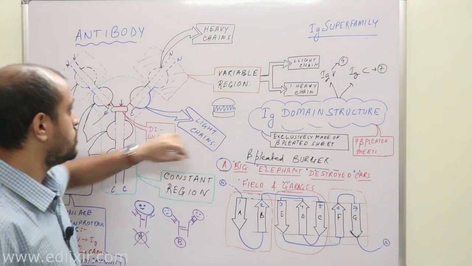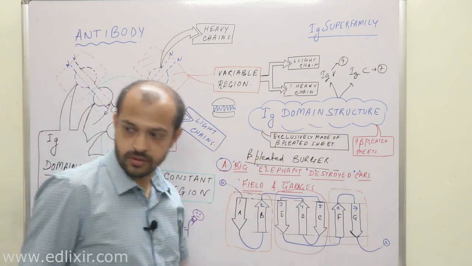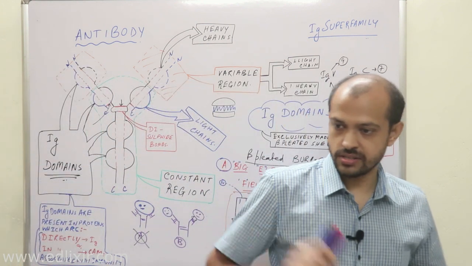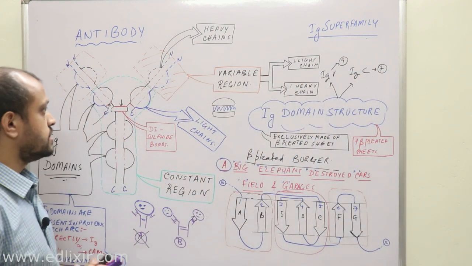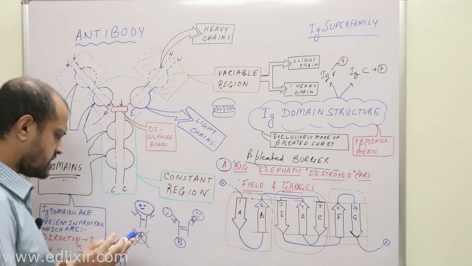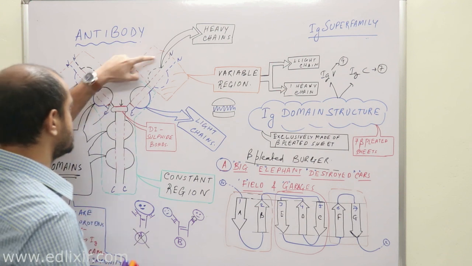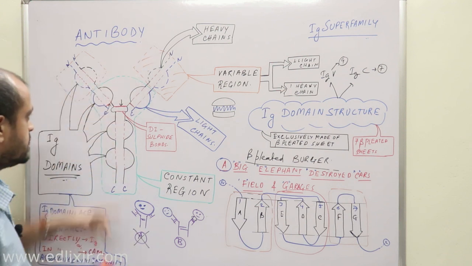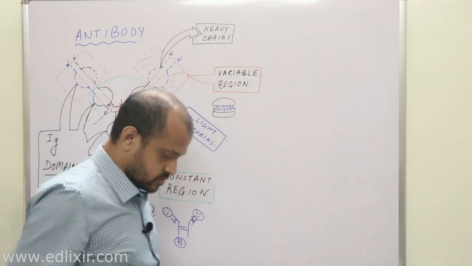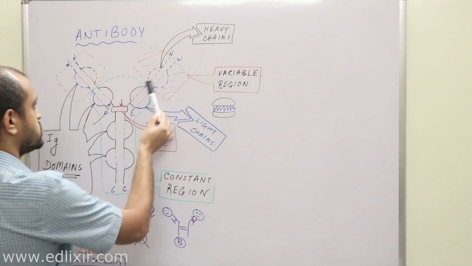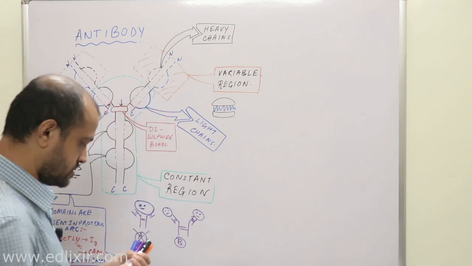So up to now we have discussed what is beta pleated sheet and what are IG domains. Now we have discussed in detail what is the structure of an IG domain. Now a very important point is that we will have to understand these structures. These are heavy chains, right? These are light chains, right? These portions, these bumps, are IG superfamily bumps or IG domains.